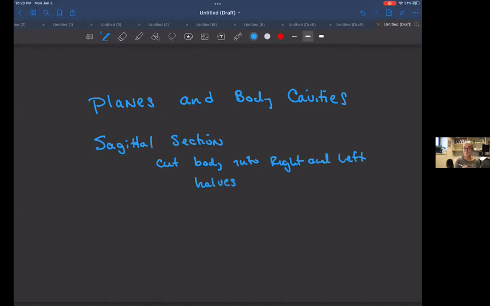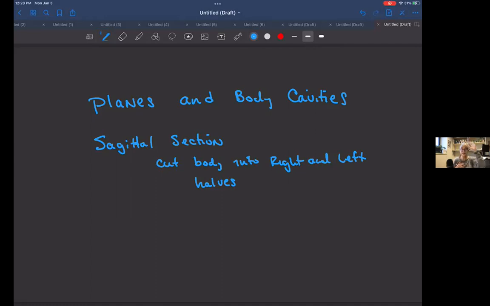So when we talk about the brain, there's a right hemisphere and there's a left hemisphere. When we talk about the heart, there's a right ventricle and a left ventricle. When we talk about the lungs, there's the right lung and there's the left lung. So those are important, the sagittal.